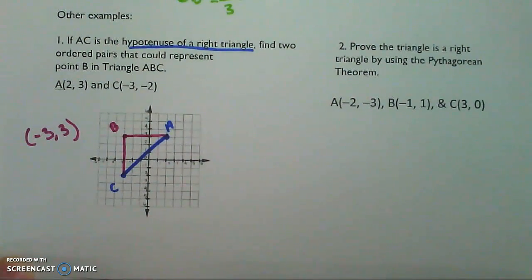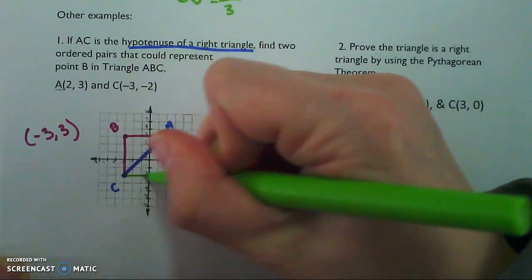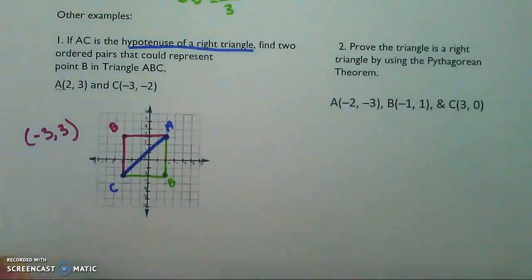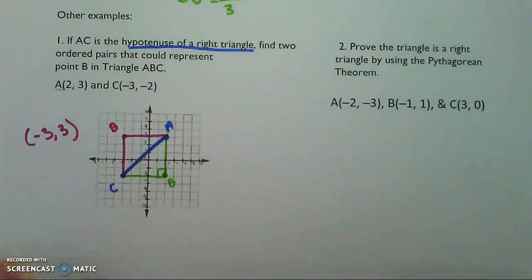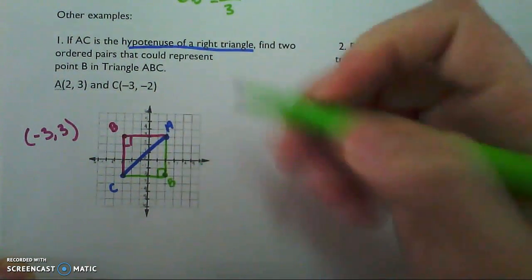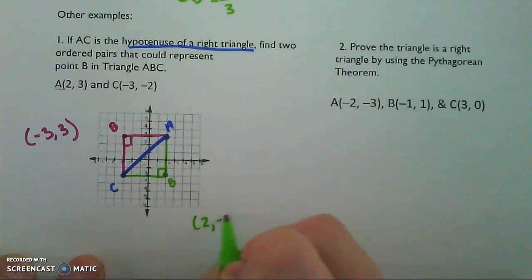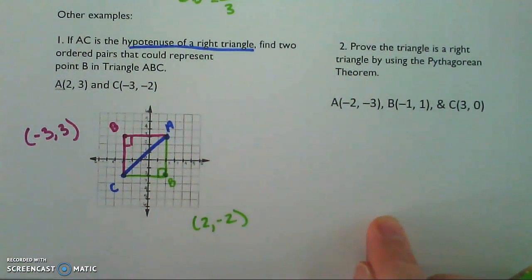That's one possibility. The other possibility would be to put it down here. This could also be B. Either way, you guys have a right triangle here. You also have one here. So in green over here, this point B would be at 2, -2. So not a whole lot involved on that type of example.